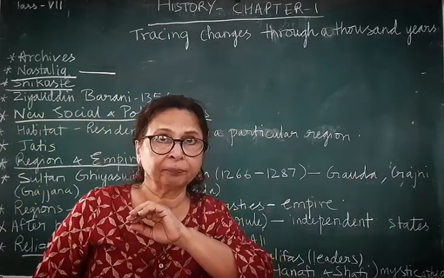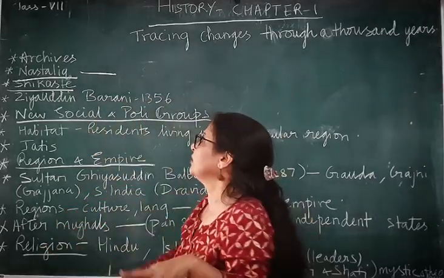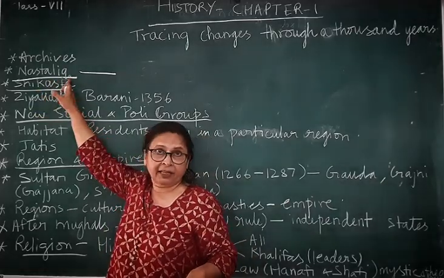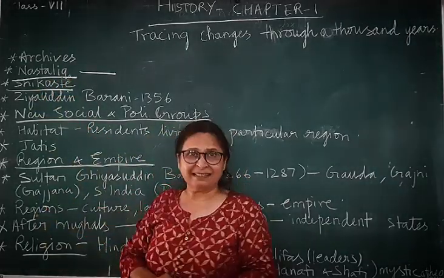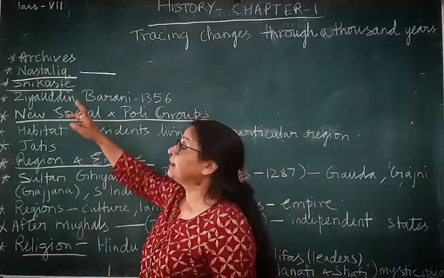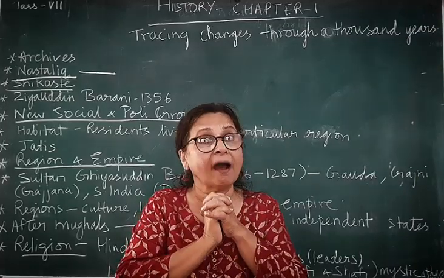The script was in Arabic or Persian. It was written either the Nastalik way or the Shikaste way. Nastalik means it was easy to understand. It was not very overcrowded, not very close. And Shikaste, whereas, was very close and very difficult to understand.